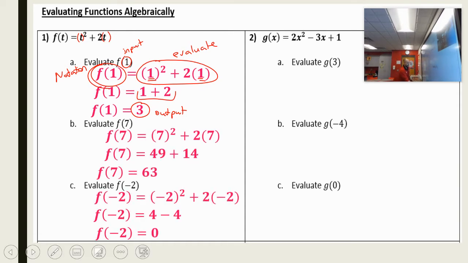Especially when you have negative numbers that you're plugging in, you need to make sure you're using parentheses. Make sure you use parentheses just like you see on all of these on my screen.